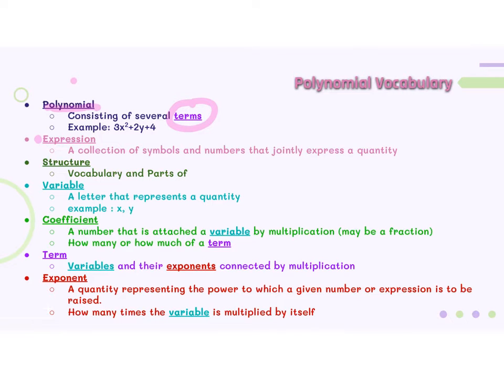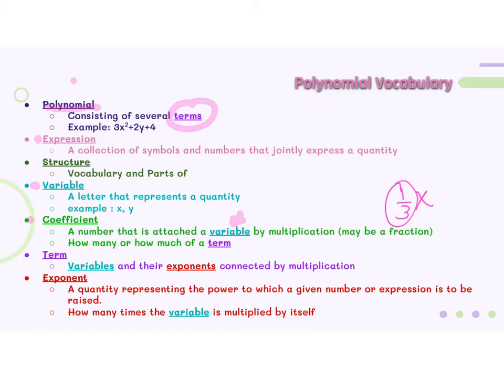Structure, the vocabulary and parts of. Variable, a letter that represents a quantity. Example, x or y. You'll notice a lot in math that we use x and y as our variables. Coefficient is a number that is attached to a variable by multiplication, or it may be a fraction. If it is a fraction, it would be multiplied like 1 over 3x. The coefficient would be 1/3. It also represents how many or how much of a term.